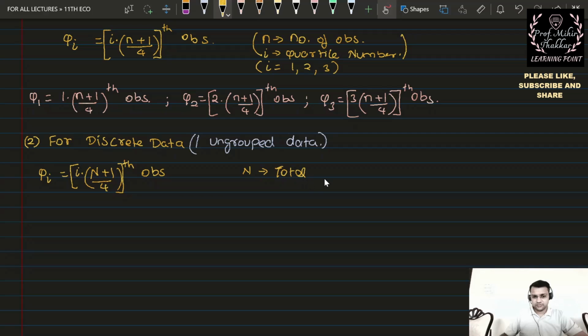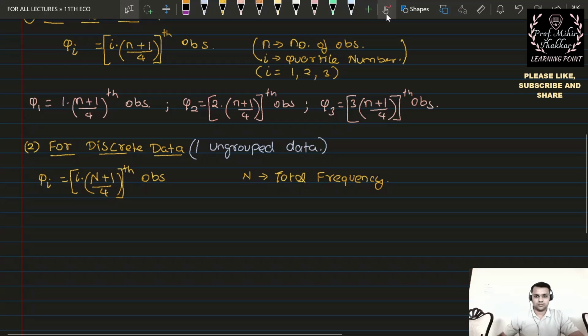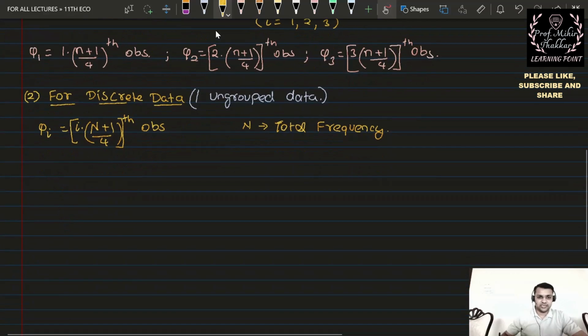So I get i into N plus 1 upon the fourth observation, where again over here capital N is the total frequency and i as usual represents the quartile number, where i can be 1, 2 and 3 once again. So we don't need to write that once again over here. Again the similar formula that we had seen for the discrete data also, what you can do is replace i by 1, so you will get Q1, replace i by 2, so you will get Q2, and replace i by 3, so you will get Q3. So now let us see the examples for these two cases guys, and then we can go to the third type of the case.